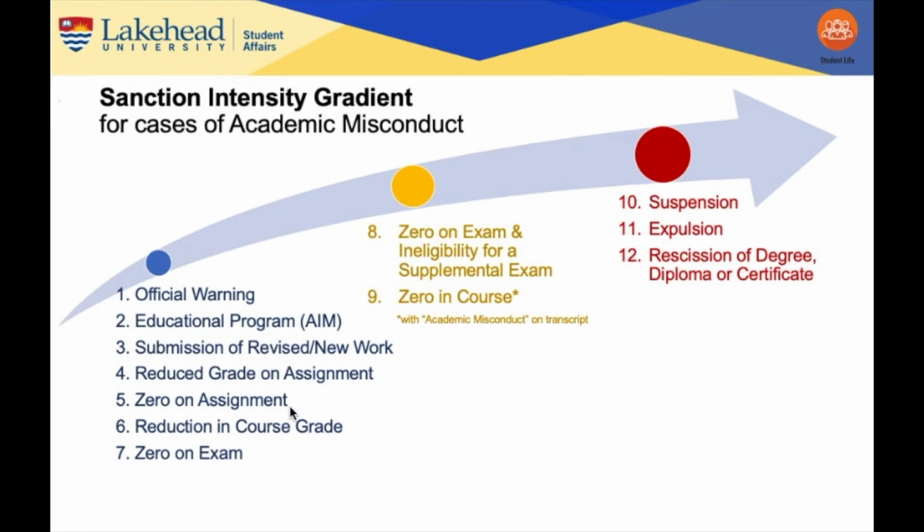In addition, some instructors will also add an educational requirement, such as the AIM course, or a referral to meet with a student success advisor or writing coach. More serious violations or repeat offenses often are addressed by giving students a reduction in their overall grade of the course, or they're given a 0 on the course, which is then noted on the transcript as academic misconduct. And lastly, the most egregious violations might warrant suspension, expulsion, or rescission of degree.